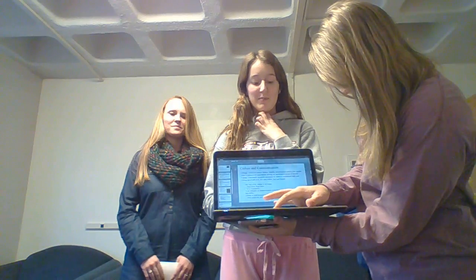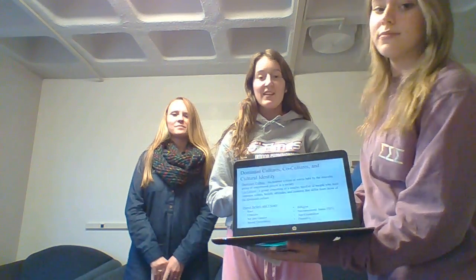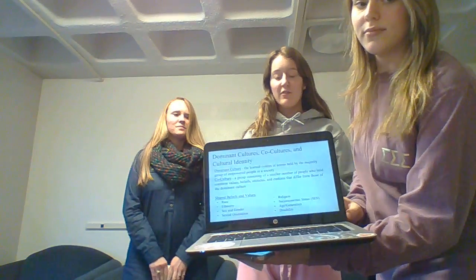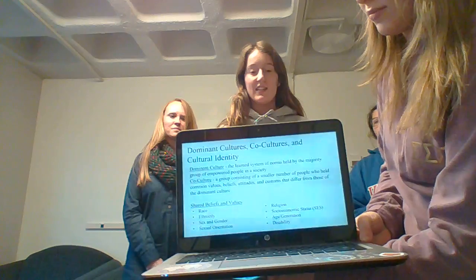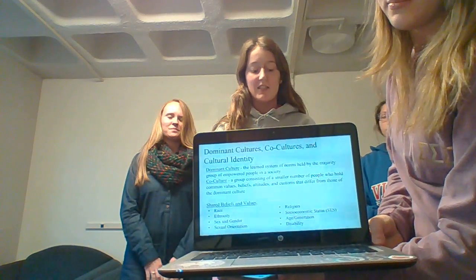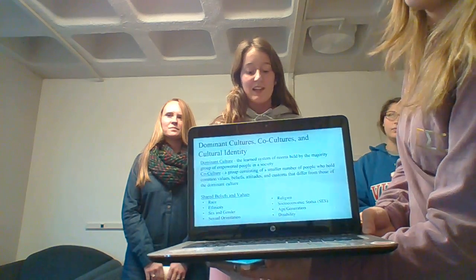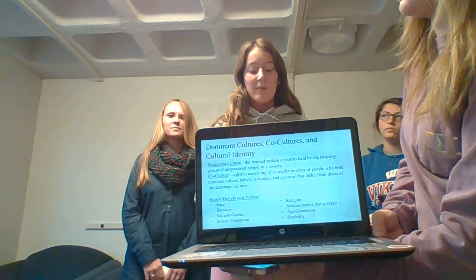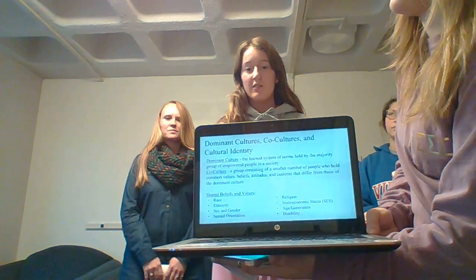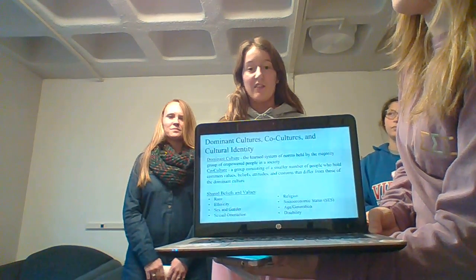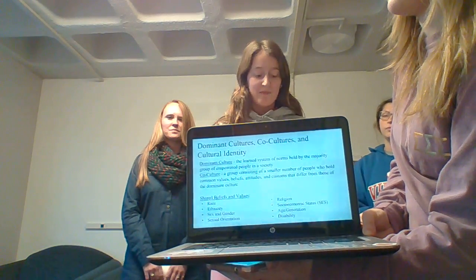The second section we will be discussing is dominant cultures, co-cultures, and cultural identity. Dominant culture is the learned system of norms held by the majority group of empowered people. Before 1960, the dominant culture in America was characterized as privileged white Western European, English-speaking Protestant heterosexual men. Immigrants were supposed to embrace the dominant culture. They were expected to learn English as soon as they could and use it in place of their native language. Some people even changed their name to sound more American.